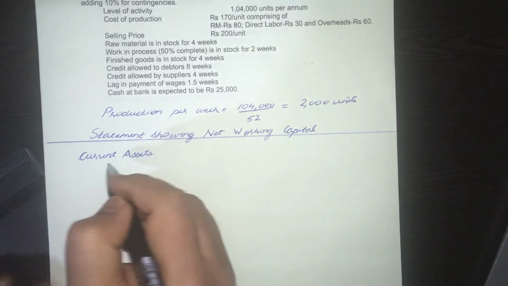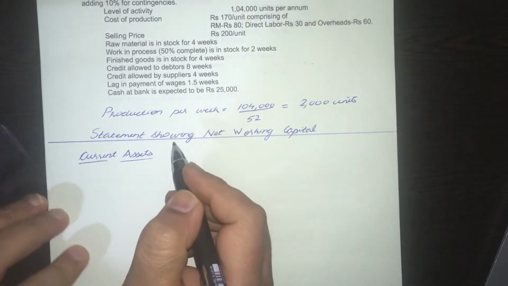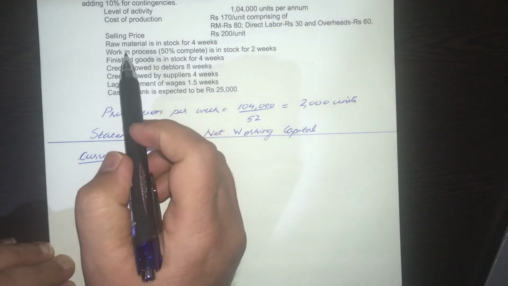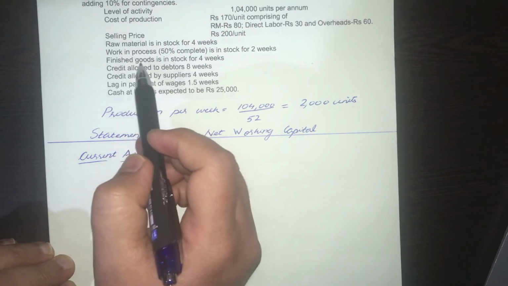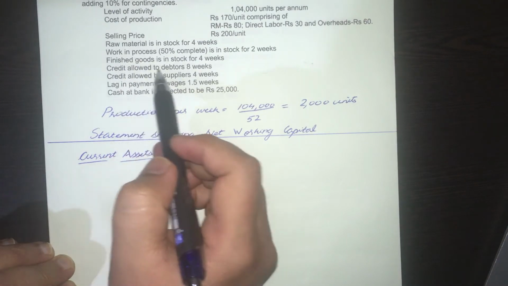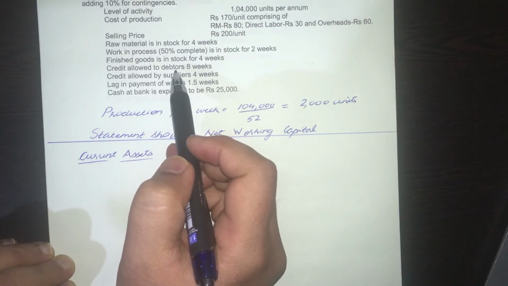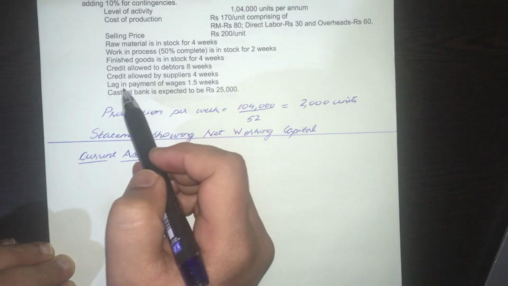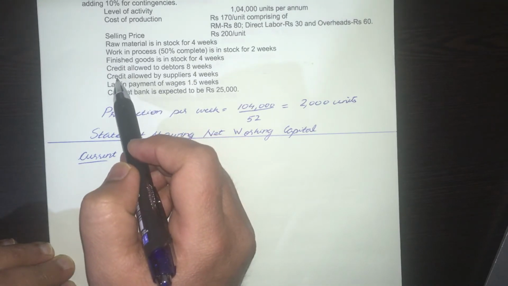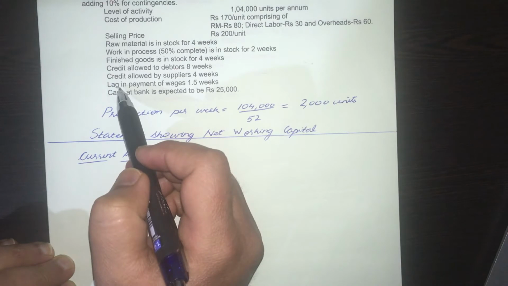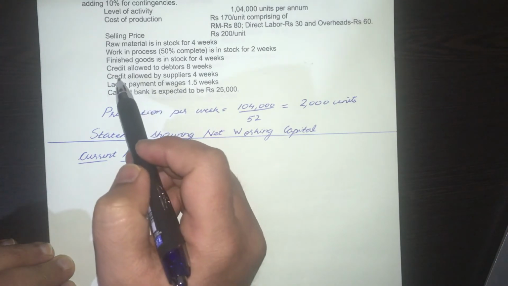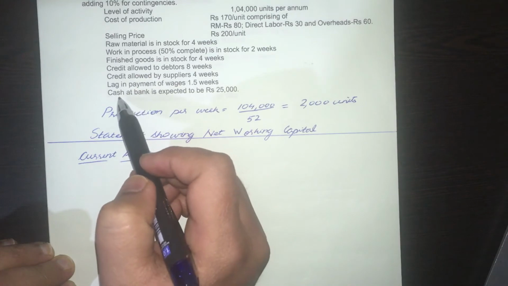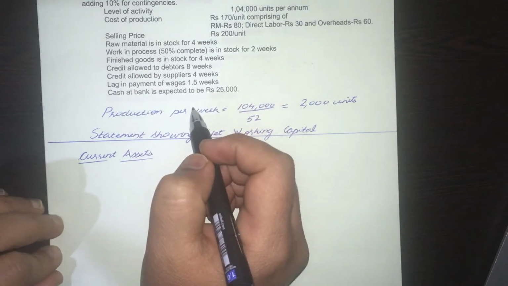Now, how will you find out the current assets here? Okay, the first one, raw material is a current asset, WIP is a current asset, finished goods is a current asset, credit allowed to debtors, so accounts receivable or debtors is also a current asset. But the current liability is creditors, then outstanding wages. So these are the two current liabilities. Cash at bank is also a current asset.